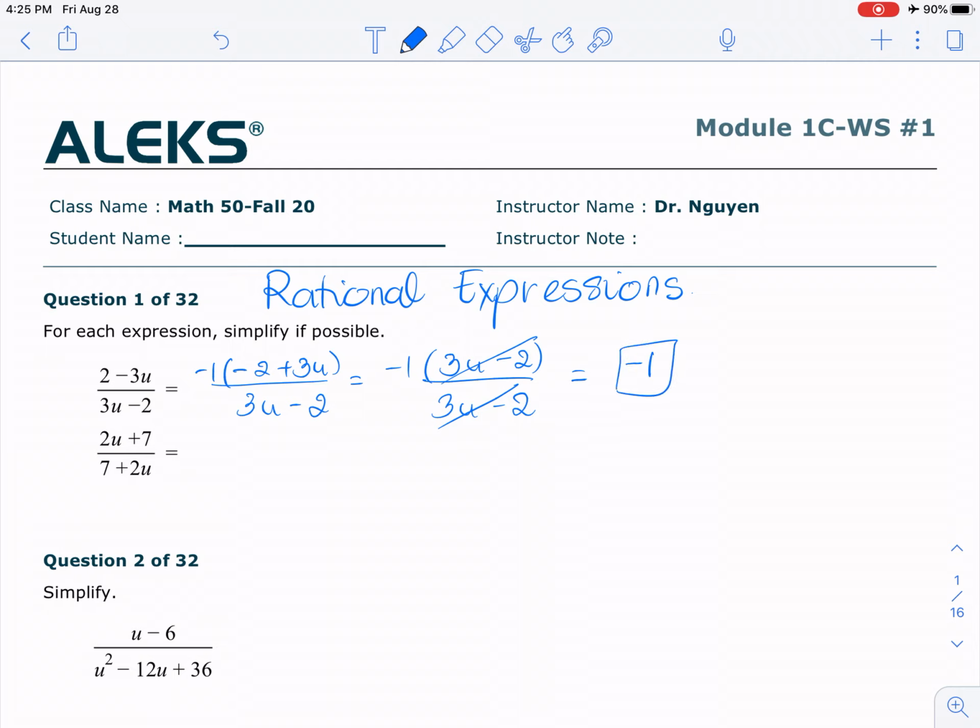Now, as you can see, 2u plus 7 and 7 plus 2u are exactly the same. So when you simplify, you get 1.